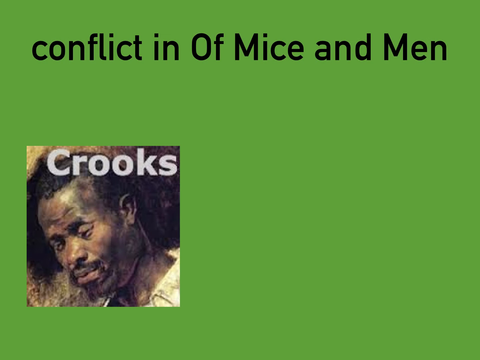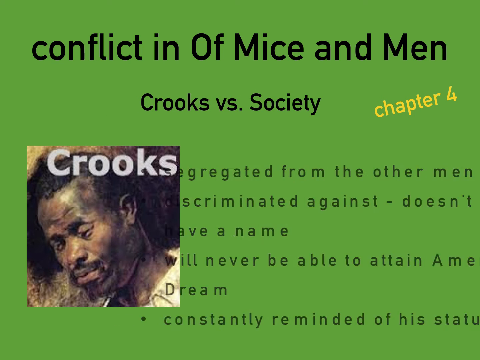So in our next class, you're going to be asked to identify different types of conflict in Of Mice and Men. So please look at the following example from Chapter 4 and be ready to find other examples from the novel. So Crooks is an example of man versus society. Okay, and we're going to take a look at how.